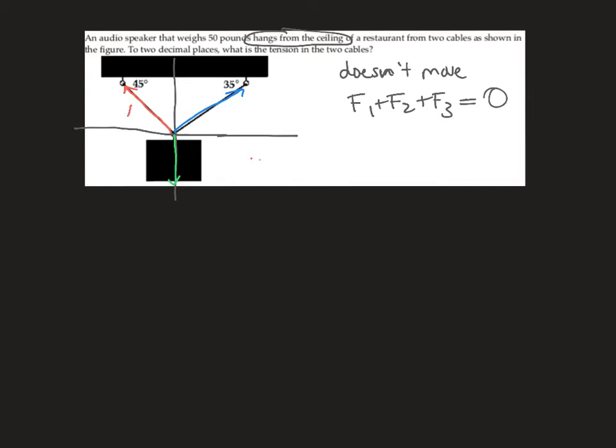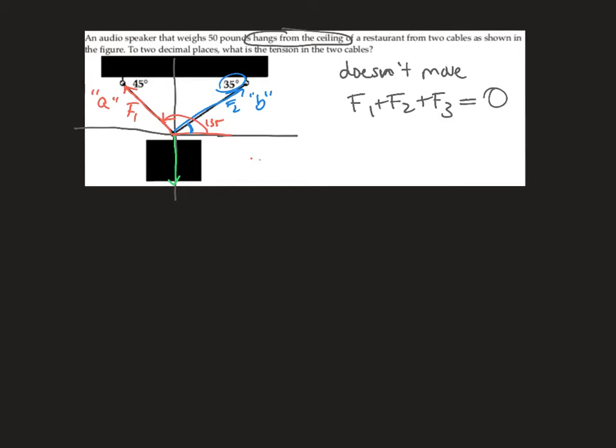So for force 1 here, you don't actually know the magnitude. So we're going to let the magnitude be A, but you do know the angle. And the angle is, remember, it goes from the positive axis, so it's going to be 135. Same thing for force 2. You don't know the magnitude, so we're going to let that magnitude be B. And then you do know the angle. It's just that 35 degrees, because right there it's just 35.